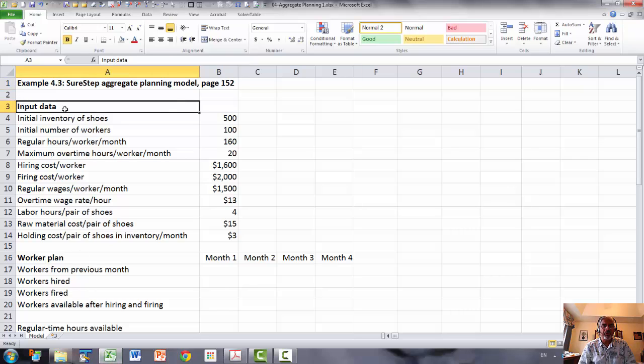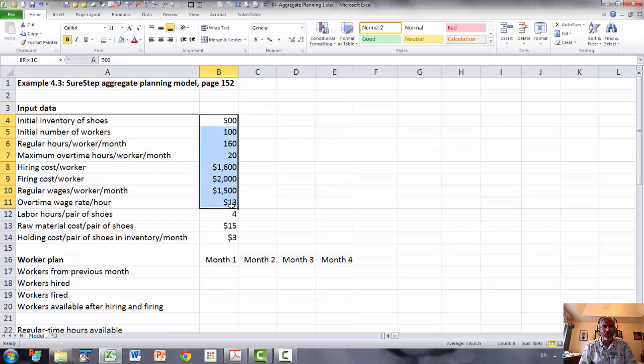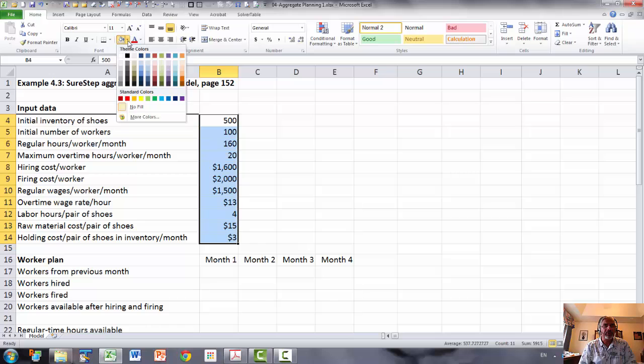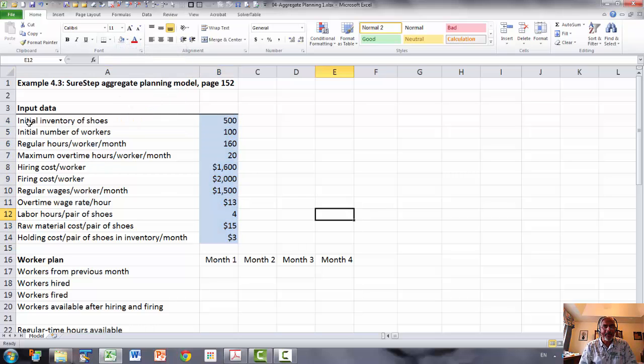So here is the input data given. Let's review the input data. This is given on page 152. So that's our input data. We have the initial inventory and initial number of workers, so that's the initial condition, and then how many hours one worker works per month, so 160 hours. Maximum overtime allowed is 20 hours. Now if you have to hire a worker, it's going to cost us $1,600. If you have to fire a worker, that's going to cost us $2,000.